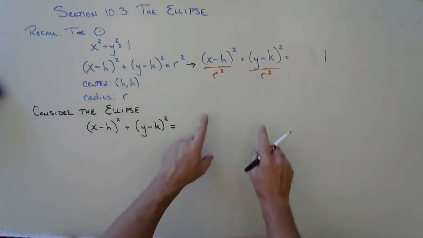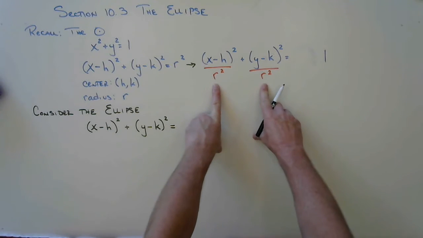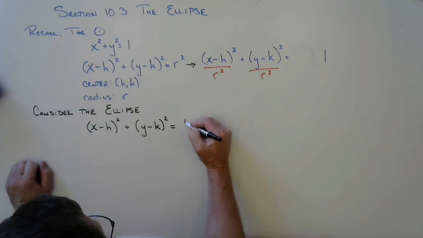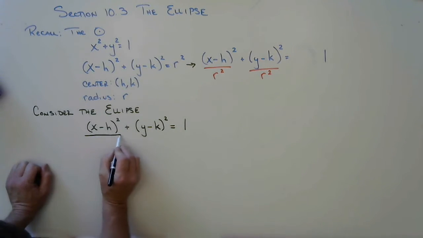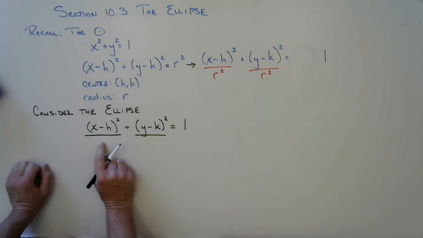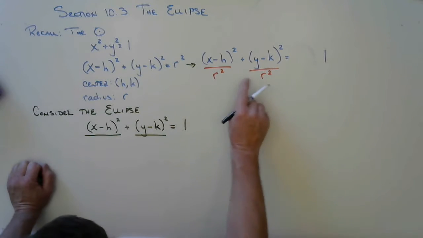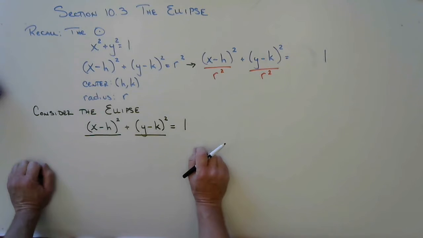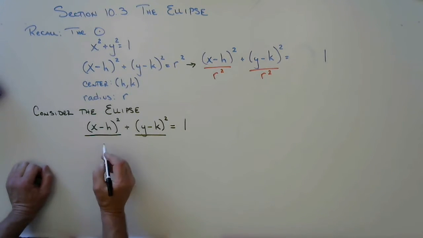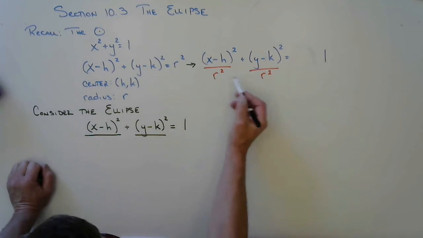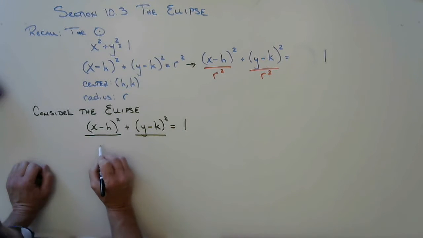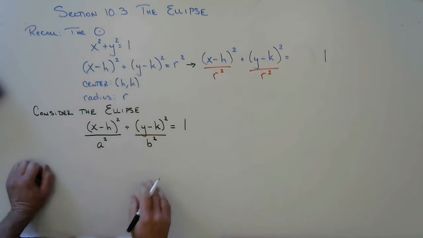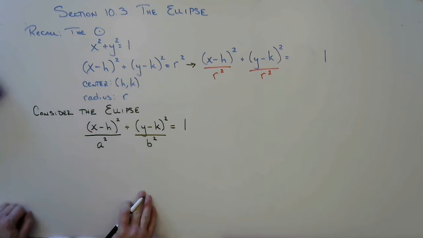But these values are not equal for the ellipse. So when we write the ellipse, there's going to be a 1 here. There's going to be a number under here and a number under here, just like this. It's going to look just like the circle. Remember, the ellipse is very similar to the circle. But we can't call it r and r because they're not going to be equal. So what do we call them? We call this one a squared and we call this one b squared. Okay?